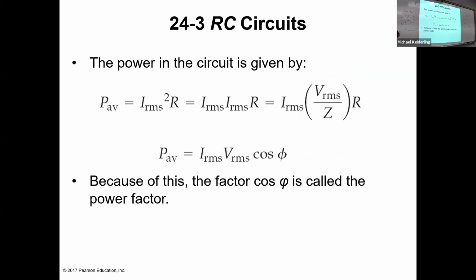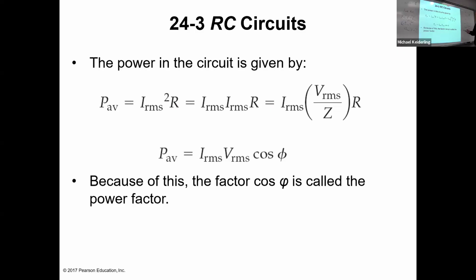And the power in the circuit. So this lag, this phi, the cosine of the angle equals R over Z. And R over Z is what's known as the power factor.